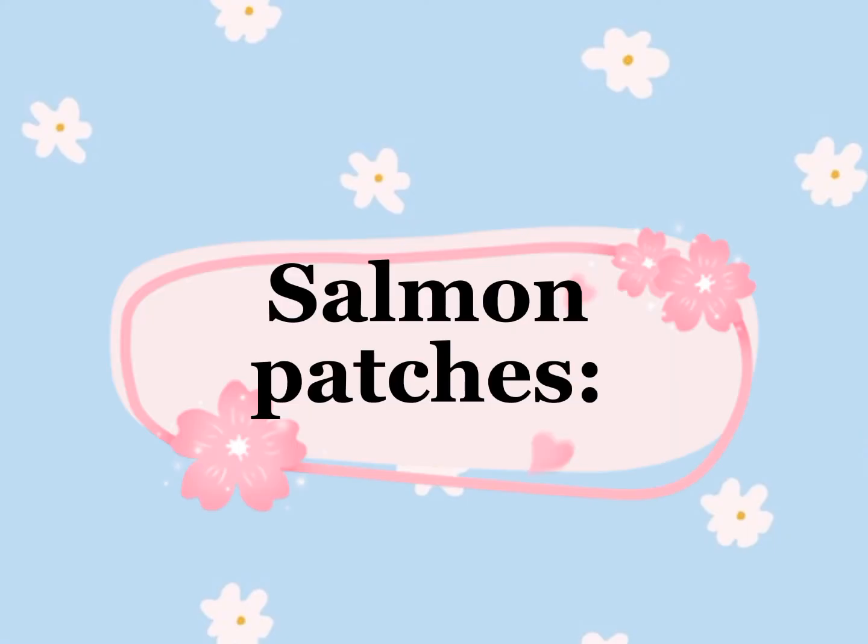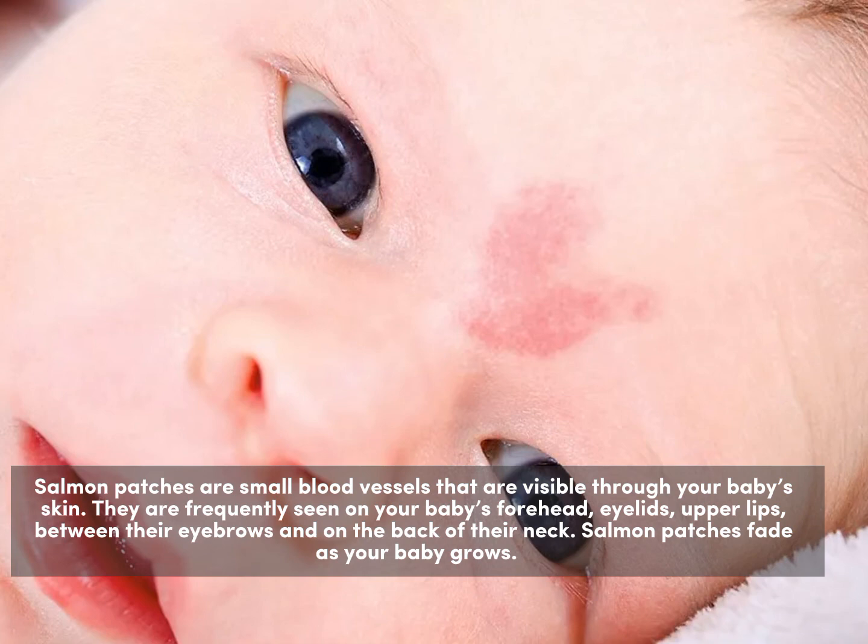Salmon patches. Salmon patches are small blood vessels that are visible through your baby's skin. They are frequently seen on your baby's forehead, eyelids, upper lips, between their eyebrows, and on the back of their neck. Salmon patches fade as your baby grows.